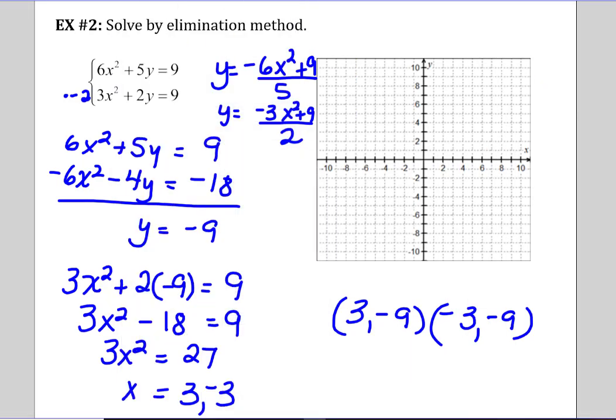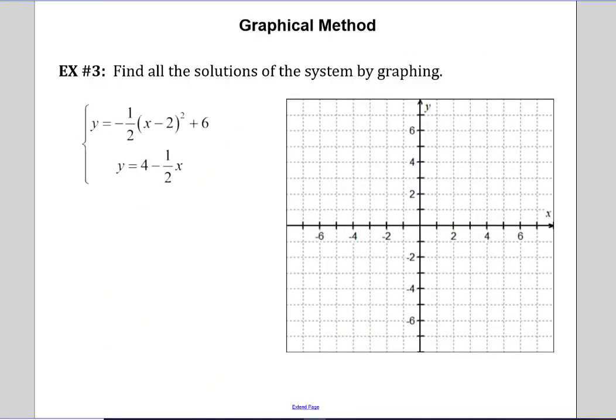Okay, so moving on to example 3. We want to find all the solutions of the system by graphing. In this case, since they're both equal to y, I'm also going to use algebra to solve. So when is 4 minus 1/2 x equal to negative 1/2 (x minus 2) quantity squared plus 6?